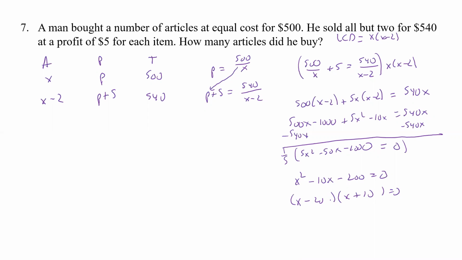Now, if I set each factor equal to 0, I get x equals 20, and here I get x equals negative 10. Now, you can't buy negative 10 articles, so we can say, okay, well, x is equal to 20 articles. And then P, he bought so many, and how many did he buy? Well, we're going to here take 500 divided by our 20, and he bought 25 of them. Or he paid 25, I should say, per article.